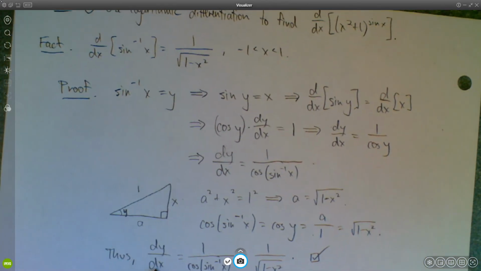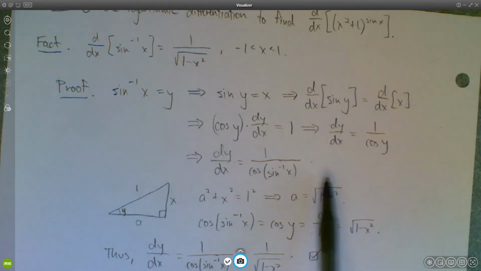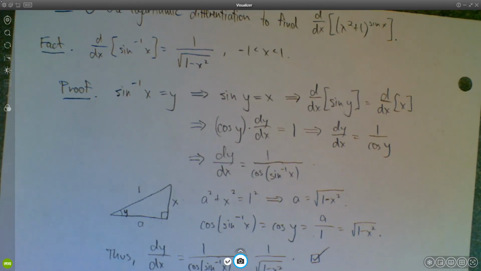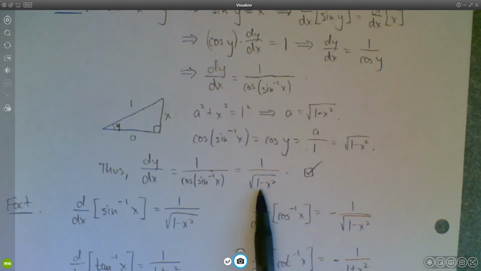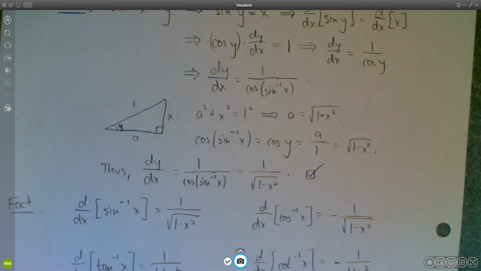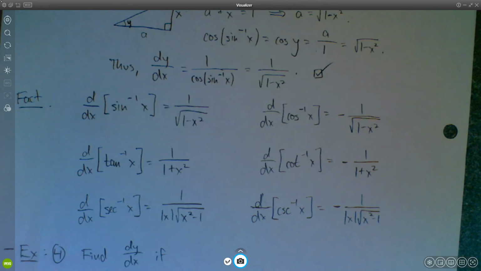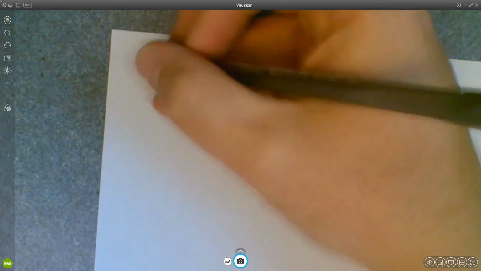So cosine of sine inverse of x is just the square root of 1 minus x squared. And thus dy dx equals 1 over cosine of sine inverse of x, which is where we left off up here. But cosine of sine inverse of x is the square root of 1 minus x squared, so dy dx is 1 over square root of 1 minus x squared. And that concludes the proof. Like I said, the other proofs are similar to that. But let's take a look at a couple examples. I'll show you these formulas in action.